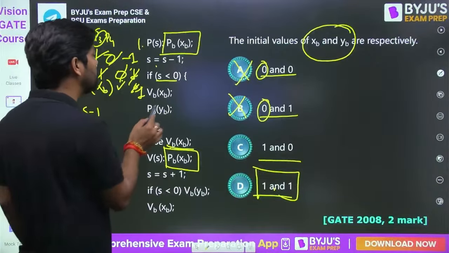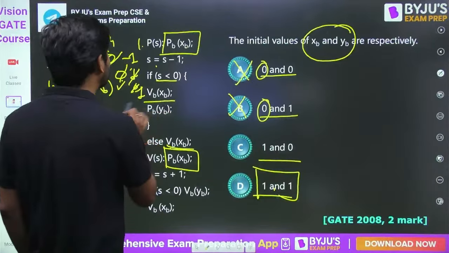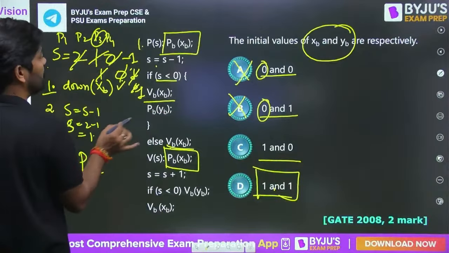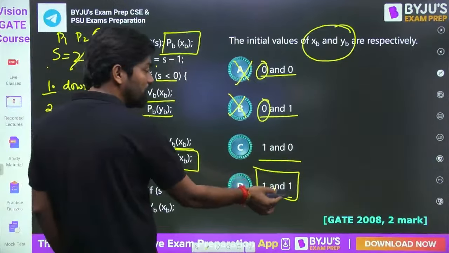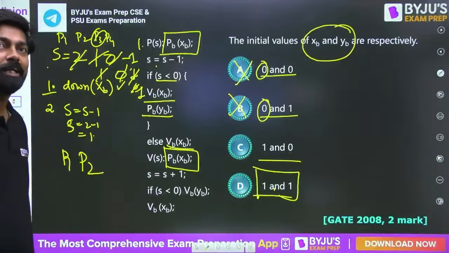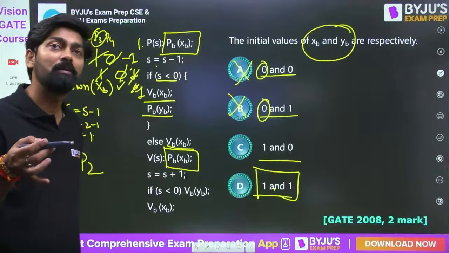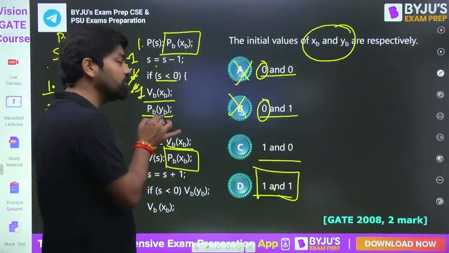If S less than 0, see, V(XB). V(XB) means this XB becomes once again 1. And P(YB), so down. What is the value of YB? 1. Successful down operation, my dear friend. It becomes 0. So it comes into the critical section.